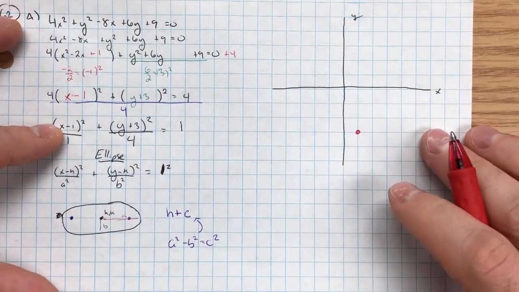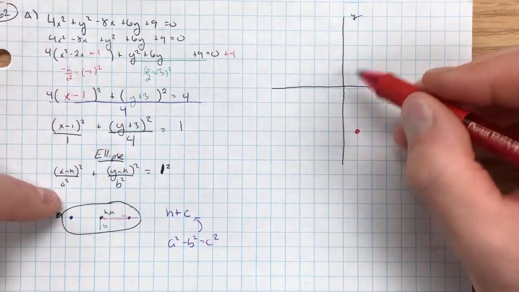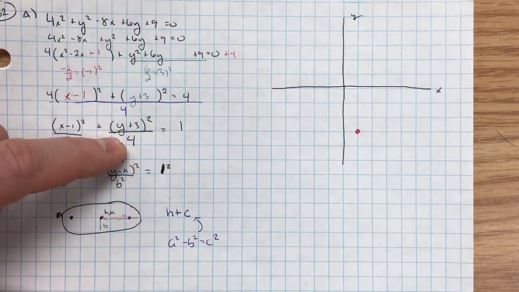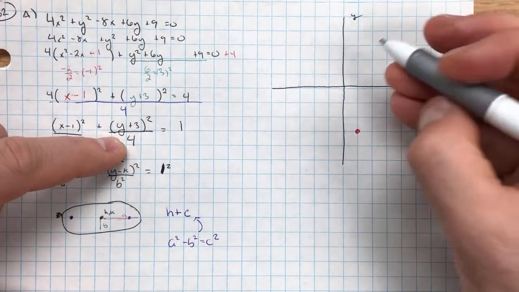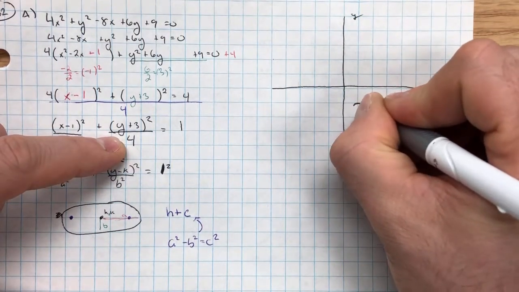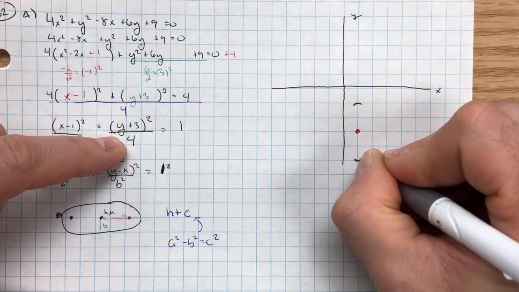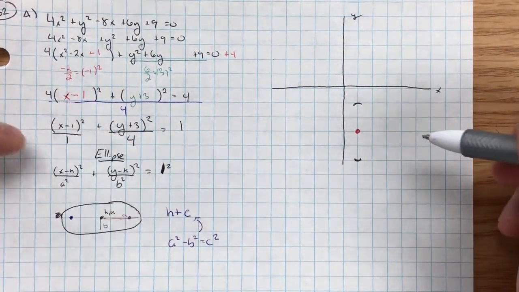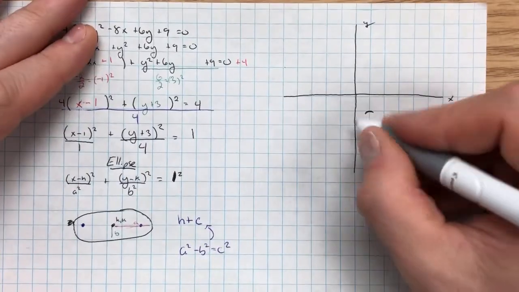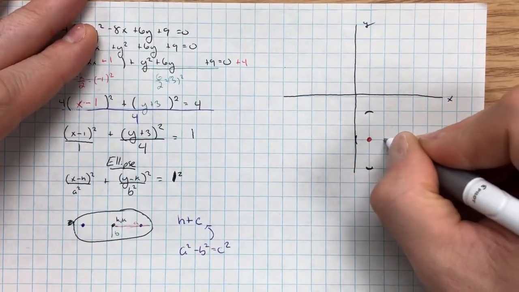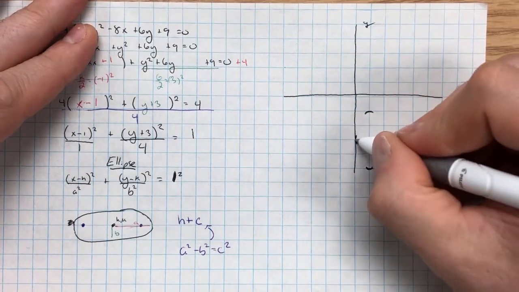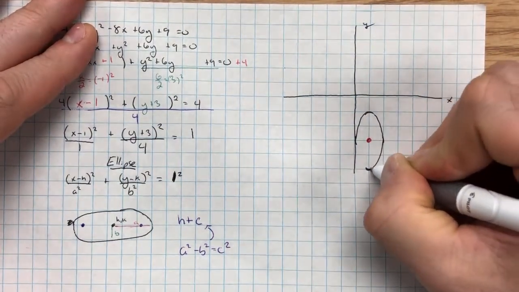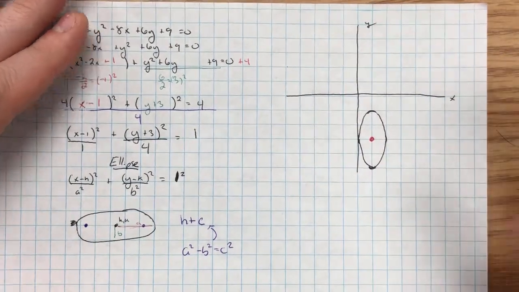Okay, we know we have a vertical distance, we said, of square root of this, so 2. So I am going to go up 2 and down 2. And I know I have a horizontal spread of the square root of this, which is 1. So I have this and this. So I'm going to sketch my ellipse right here.